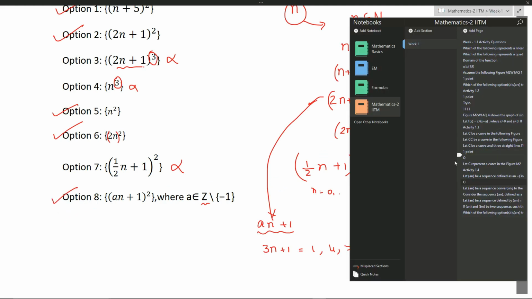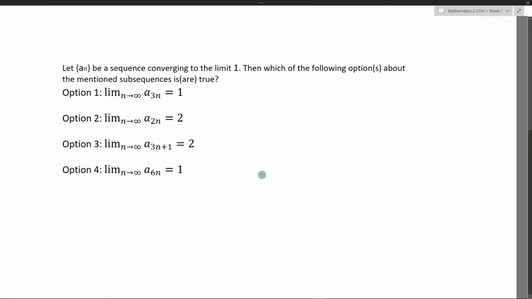Moving on to the next question. Let an be a sequence converging to the limit 1. Then which of the following options about the mentioned subsequences is or are true? So they have given us limit n tends to infinity of a of n is equal to 1. This is what they have given. So they are asking us limit n tends to infinity a of 2n, right?